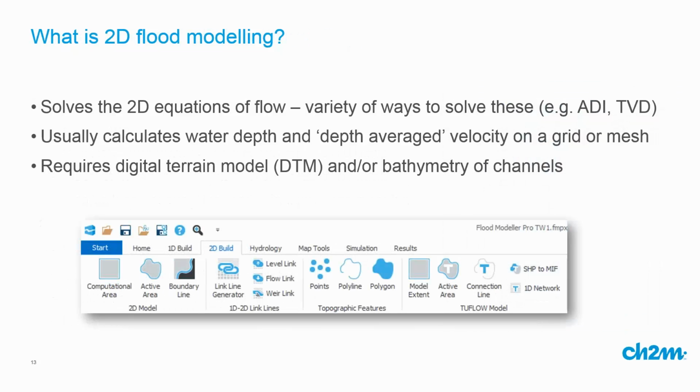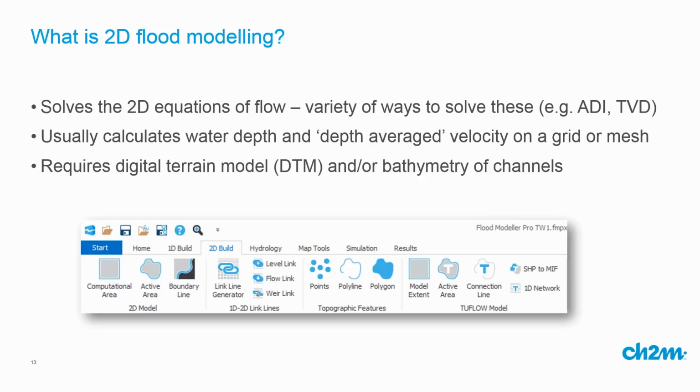So that's 1D. Let's move on to this thing called 2D flood modelling. 2D flood modelling solves the same fundamental equations of conservation of momentum and conservation of mass, but it solves them in 2 dimensions, so like an X and a Y dimension, if you like. There's a range of different ways of solving these equations. You get terms like ADI and TVD, which are 2 different types of solvers within Flood Modeler, and there's other types of solvers out there for solving these 2D equations. It's usually calculating the water depth and what's called a depth average velocity on a grid or a mesh.